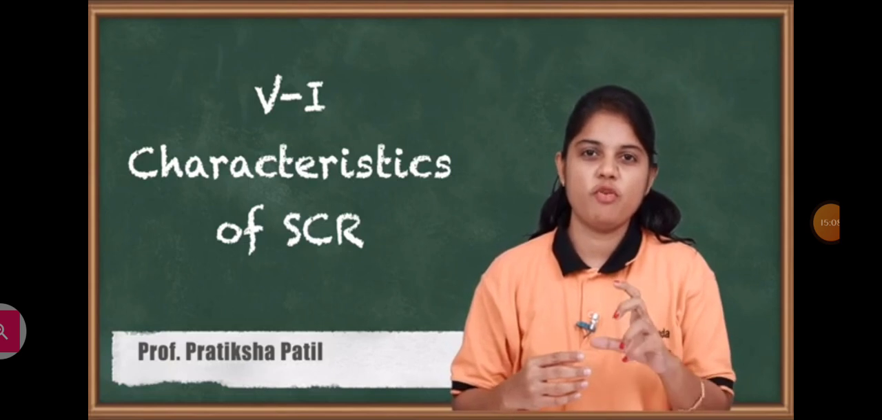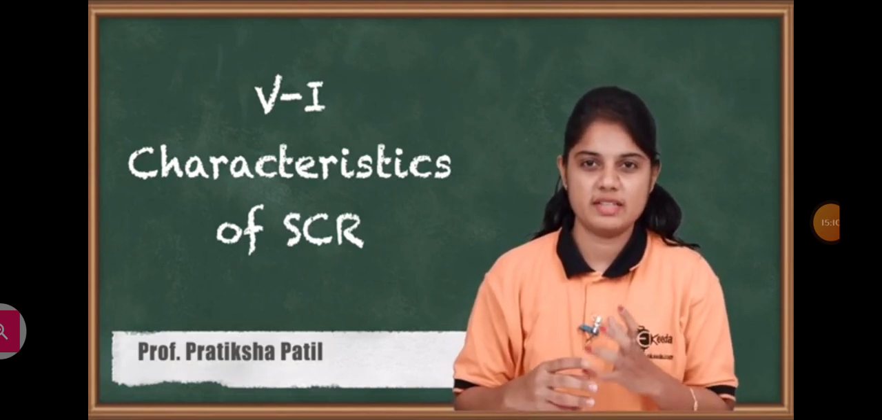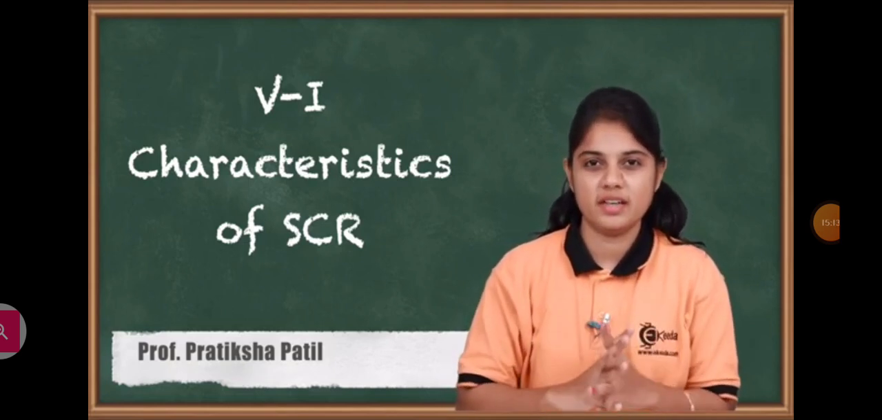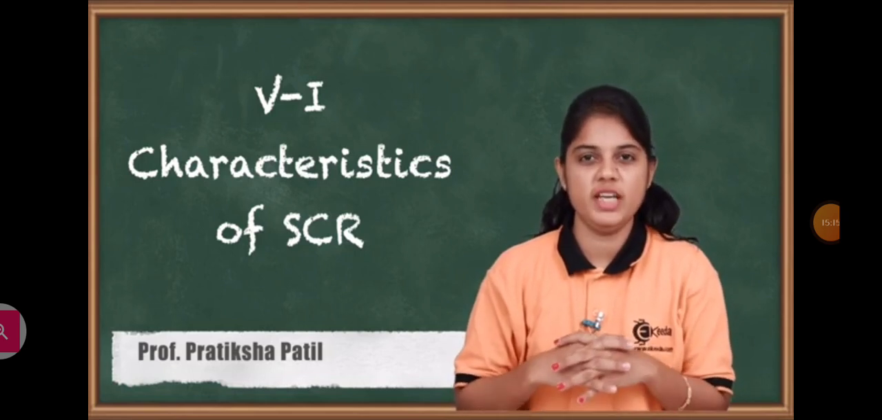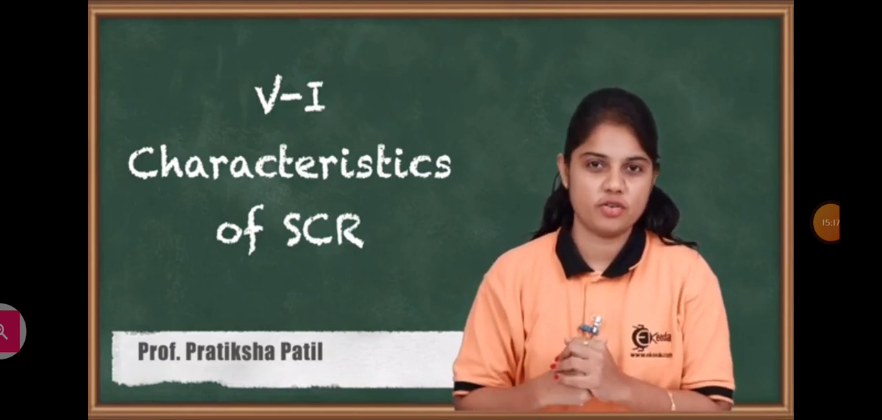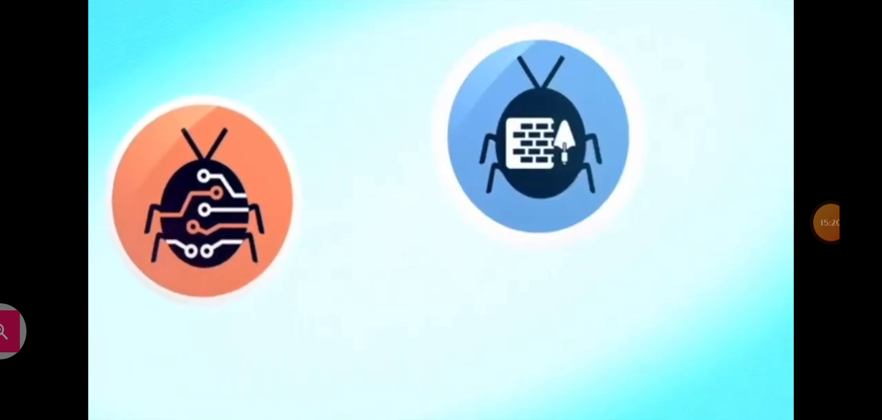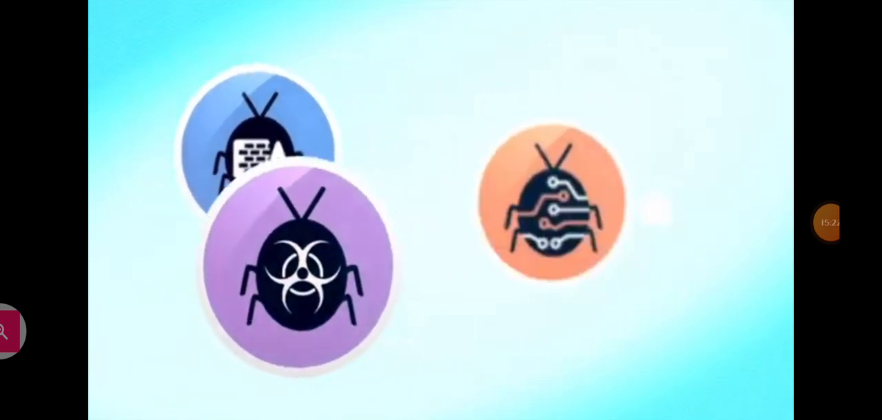So that we can use it as a static switch. Now before understanding the switching characteristics, we should know the voltage and current characteristics of SCR. That is a very important topic in industrial electronics. So in today's video, we are going to see the voltage and current characteristics of SCR, that is, a silicon controlled rectifier. We have already studied its structure. It is a 4-layer, 3-junction, 3-terminal device.